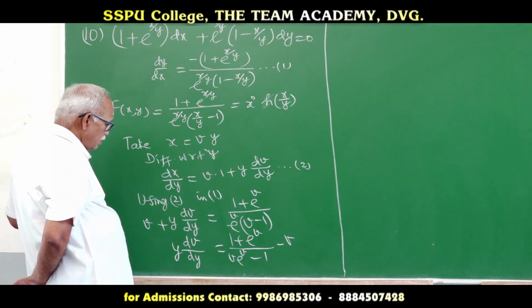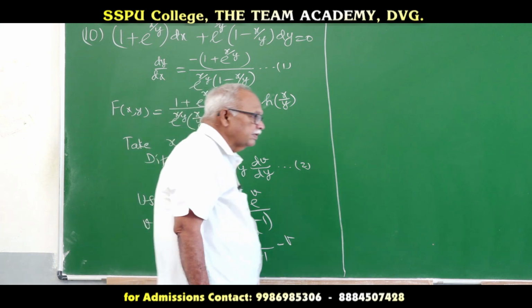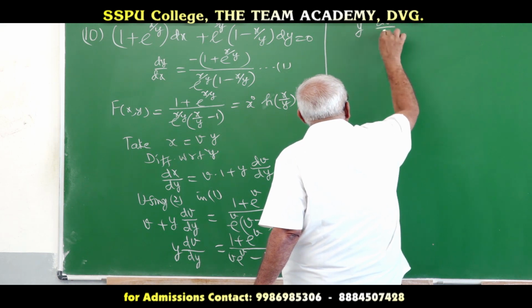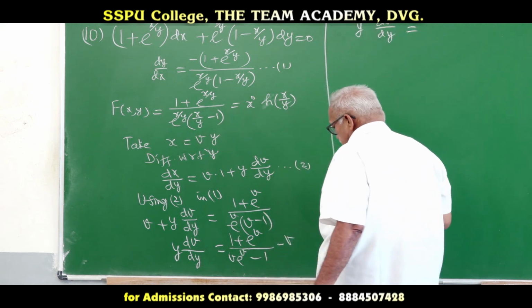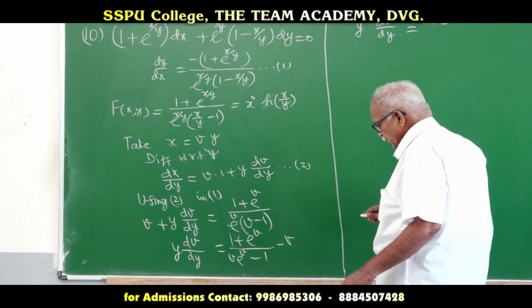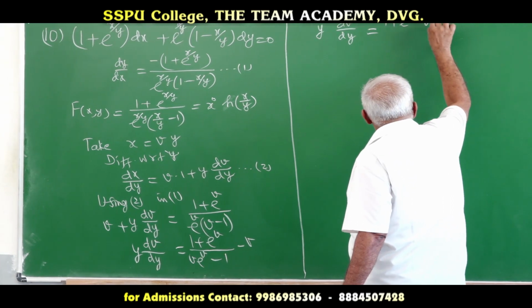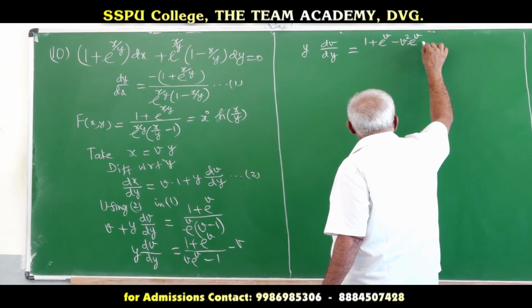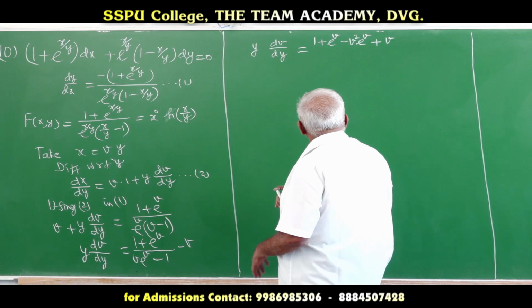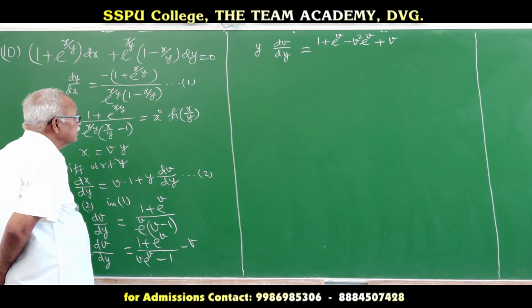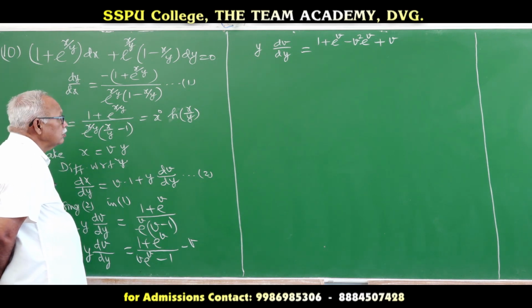So, let us simplify this. When you simplify y into dv by dy is equal to 1 plus e power v minus v square e power v, and minus we get here plus v. So, dv by dy. So, let us verify this because there are no cancellations coming out.